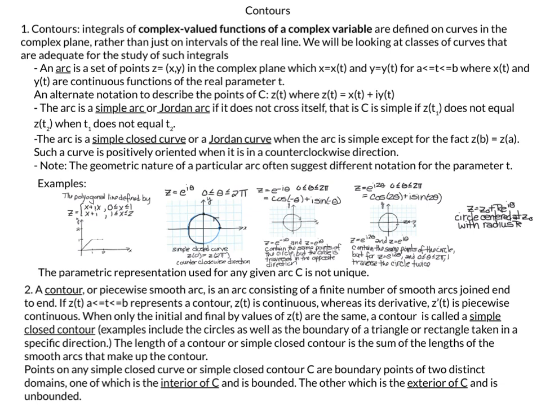And now that we know about arcs and simple closed curves, we can talk about a contour, and a contour is a piecewise smooth arc. And an arc consists of a finite number of smooth arcs joined end to end, and we will see an example of that. And then also we talk about the exterior and interior of a closed curve, which is intuitive. So inside the circle would be the interior, outside the circle would be the exterior. So that was our overview, and now we're ready to get into the details.